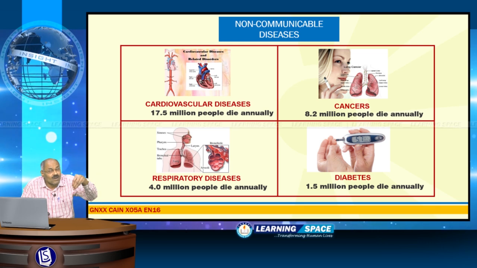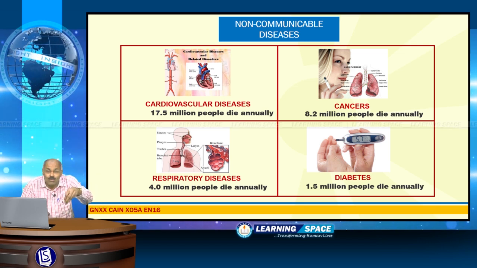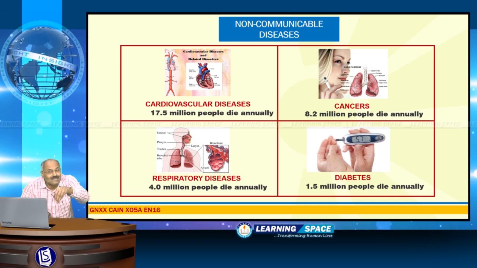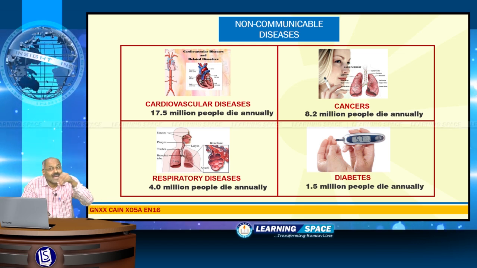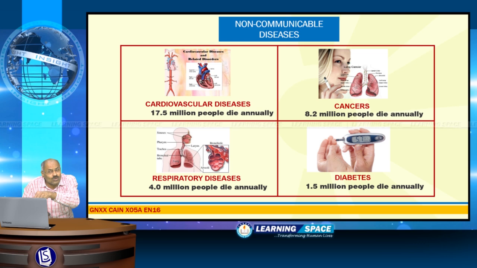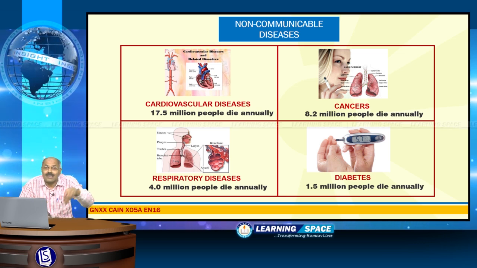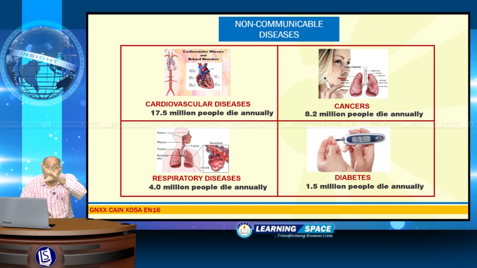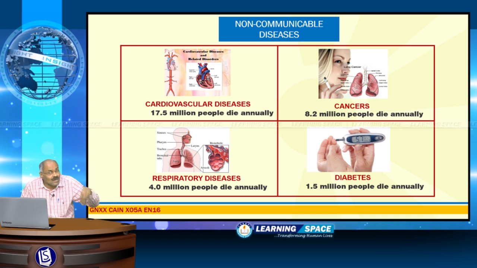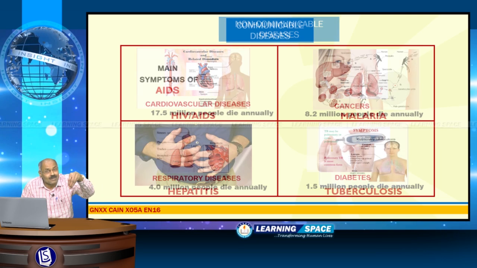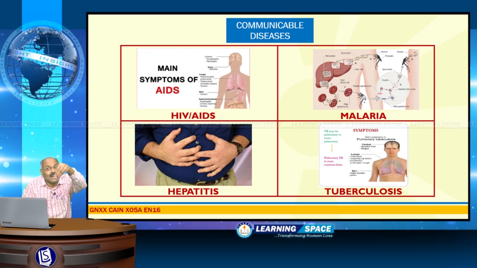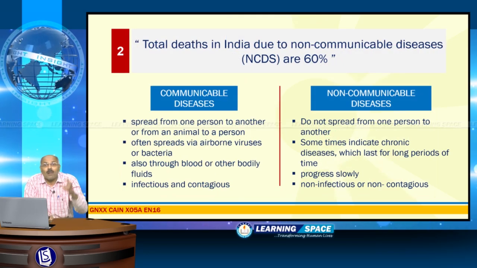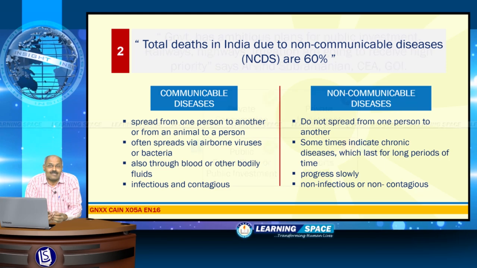17.5 million people, that is 1 crore 75 lakh people across the world, die because of heart diseases every year. Second is cancers. Around 80 lakh people lose their lives every year because of cancer. Then respiratory diseases pertaining to lungs. Fourth one is diabetes. So, these four are major examples of non-communicable diseases, and communicable diseases I have given the examples here like AIDS, malaria, tuberculosis, etc. Right. So, this is the major differentiation between communicable diseases and non-communicable diseases.